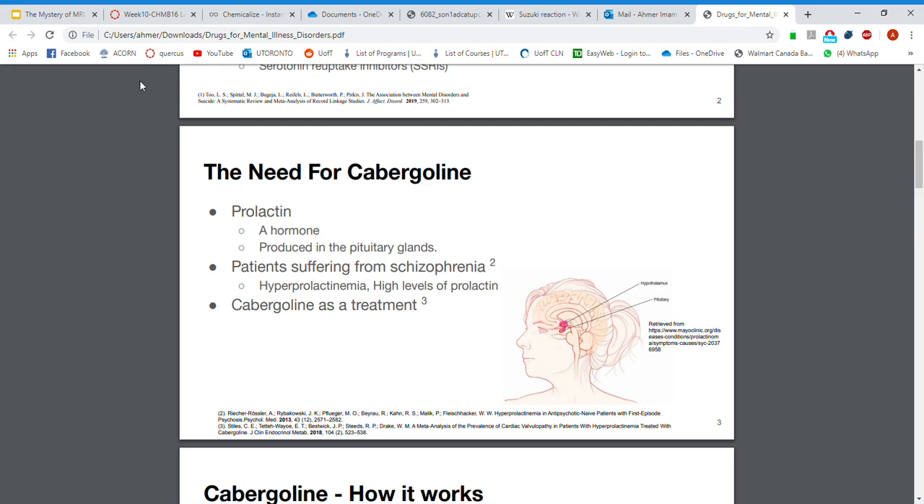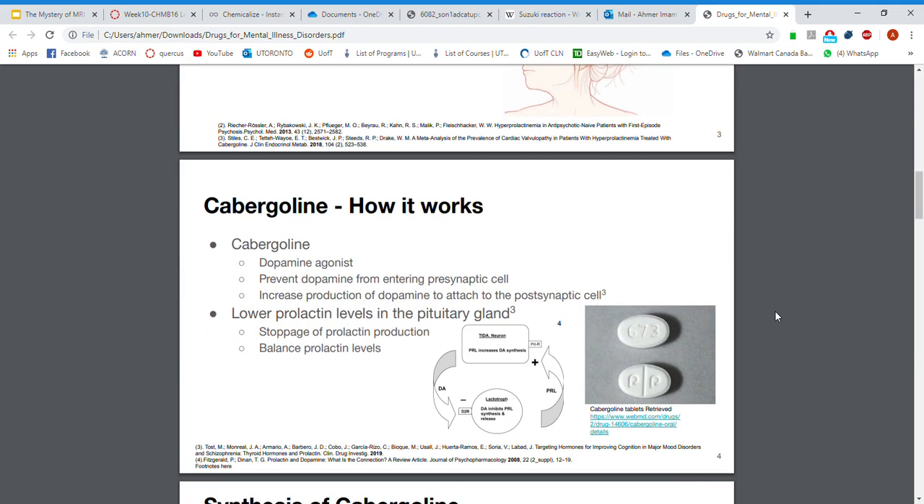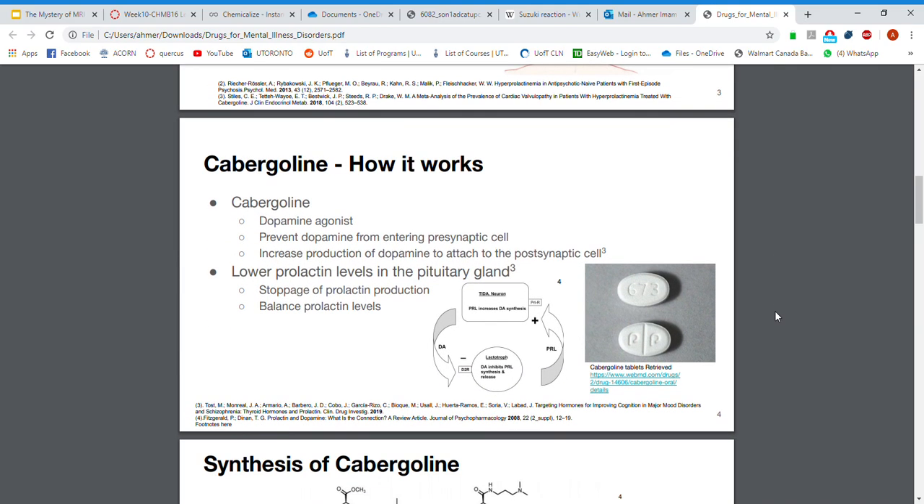High levels of prolactin. Treatments for hyperprolactinemia include dopamine agonists known as cabergoline. Let's get to cabergoline. The role of a general dopamine agonist is to impersonate or enhance the effects of a neurotransmitter's action.